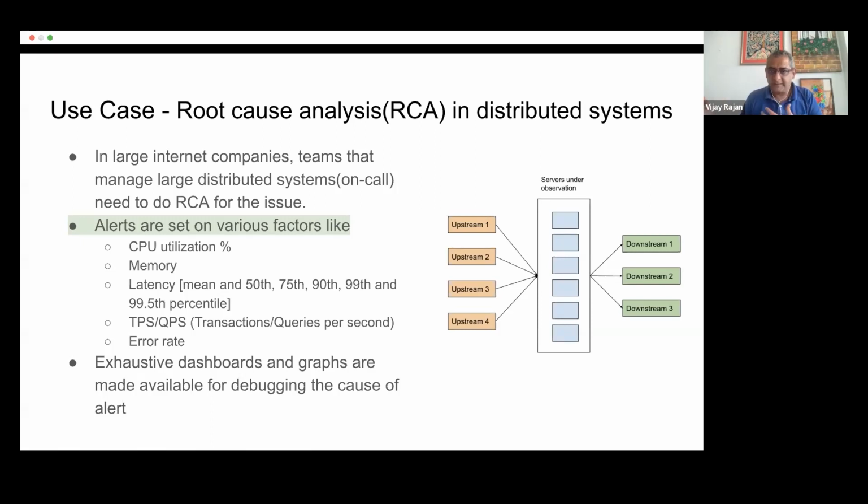And anything could break. So we have these engineers who go on call and they set alerts on CPU utilization, memory usage of each machine and average latency, that is how long did the response, request to response. They keep tab of the 50th percentile all the way to the 99.5th percentile. Some cases also keep the 99.9th percentile. And then this queries per second, how efficient is your system, TPS, transactions or queries per second, and the error rate. And they have exhaustive dashboards and graphs that are made available for debugging.